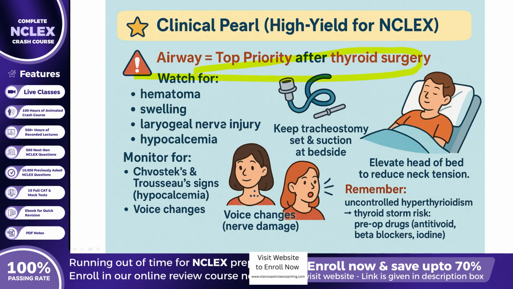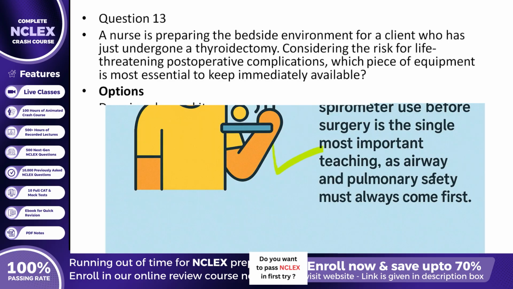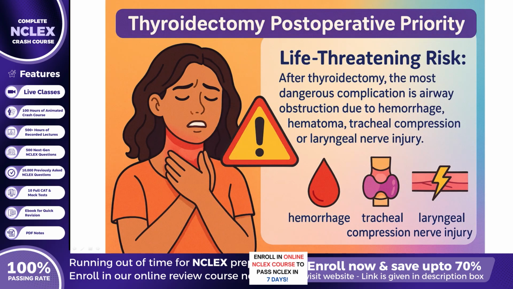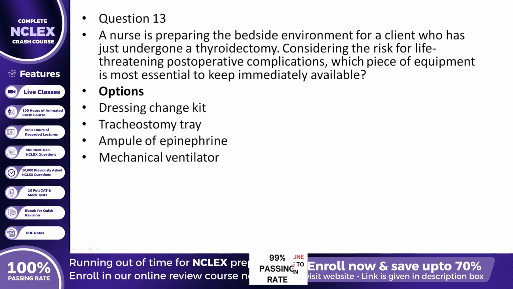Let us begin with this critical scenario on postoperative thyroidectomy care. A nurse is caring for a client immediately after a total thyroidectomy, and the nurse recalls that airway compromise is the most life-threatening complication. The question is, which emergency item must be kept at the client's bedside to ensure rapid intervention if acute airway obstruction occurs? Here are the options to consider: a dressing change kit, a tracheostomy tray, an ampule of epinephrine, or a mechanical ventilator. The correct answer is option 2, tracheostomy tray.